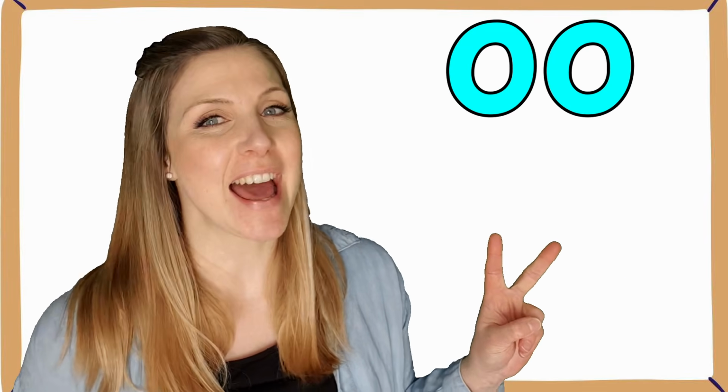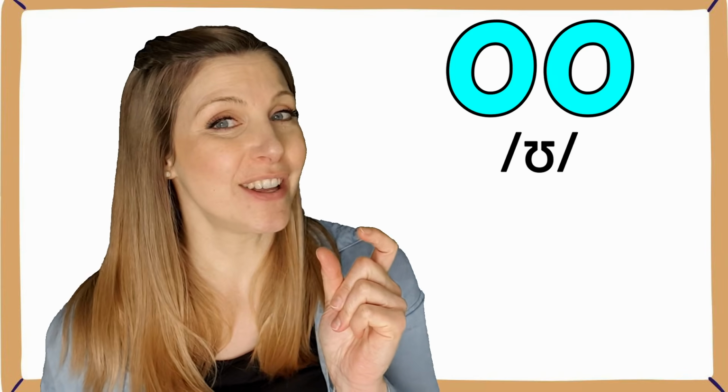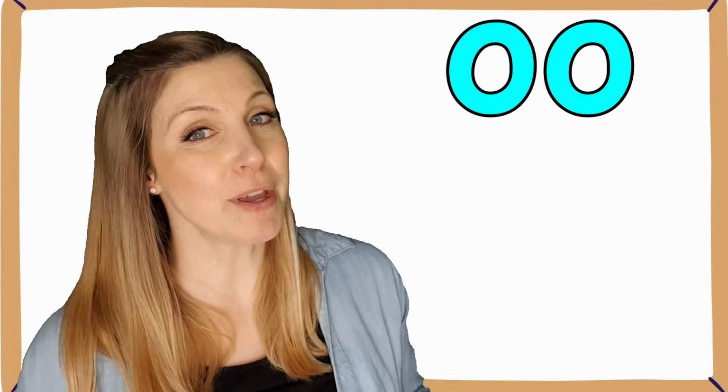Today we'll be learning about this digraph. It's a two-letter sound and it actually makes two different sounds. So it's got a long sound and a short sound. The long sound it makes is the sound oo, and the short sound it makes is the sound oo. There are some rules that tell you whether you need to pronounce this sound oo or oo, and I will be going through those rules at the end of the video, so make sure you stay tuned till the end.